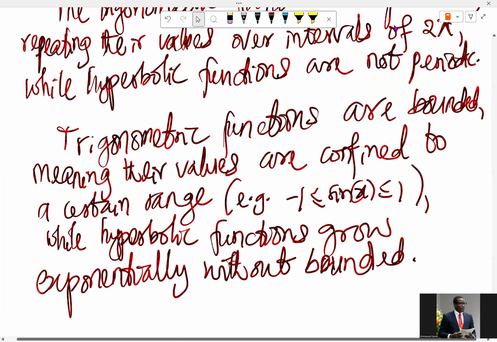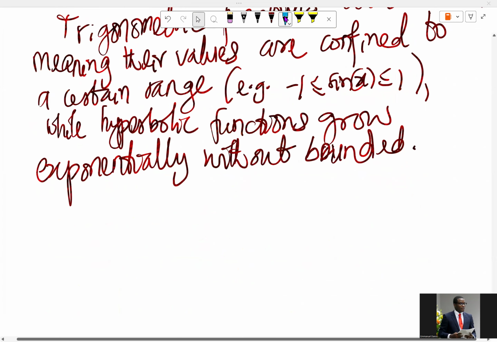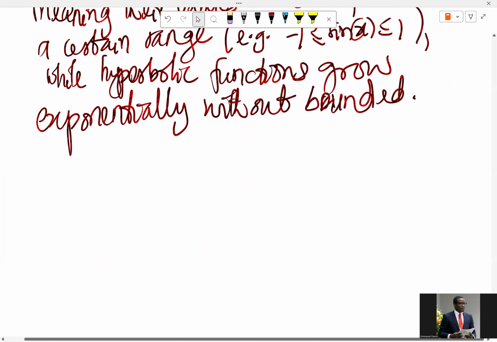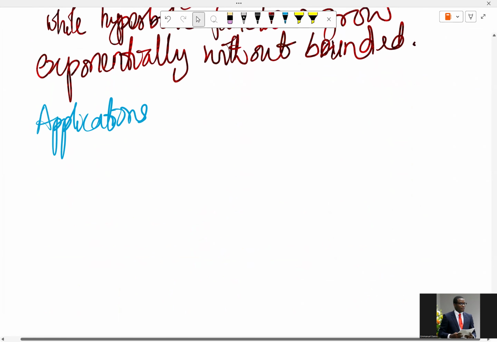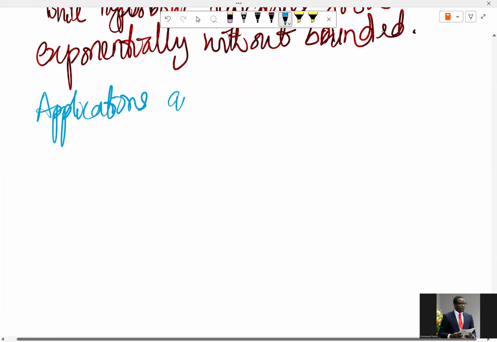Okay, so let's come to the last part of this. Let's look at the last part, and that will be about the applications and significance of hyperbolic functions.